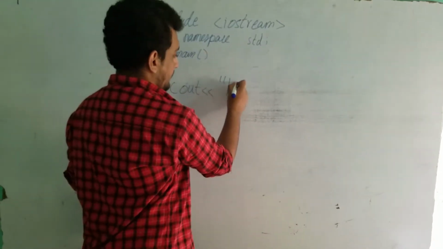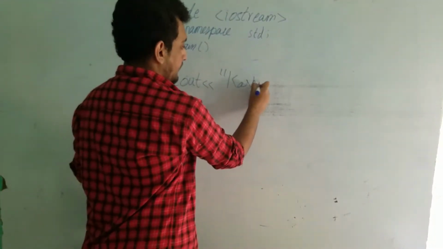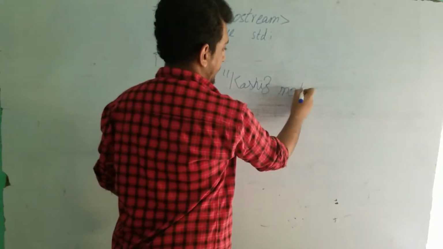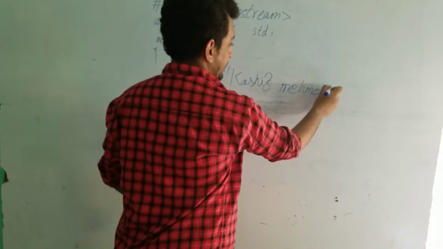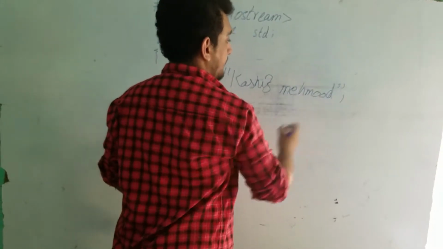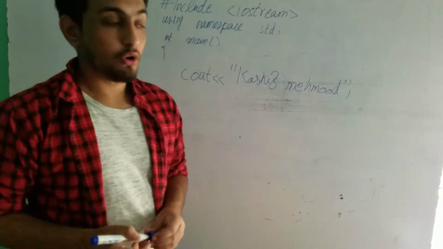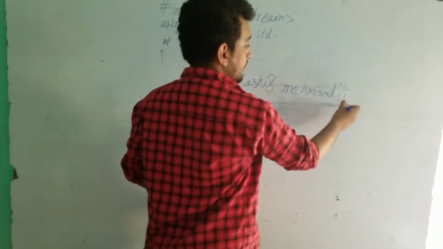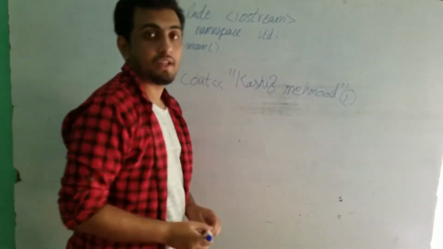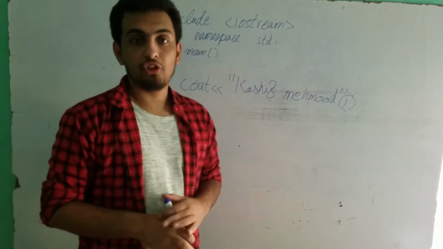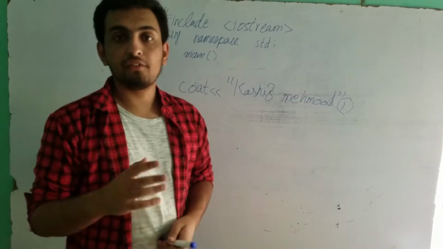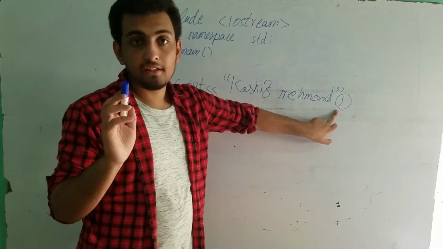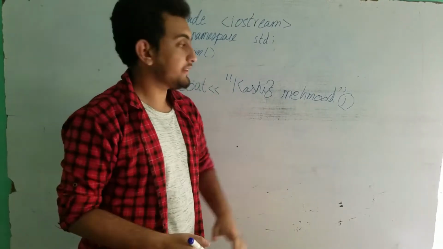So Kashif Mahmood. One thing more that I forgot to mention is that you have to use a semicolon at the end of every statement in a C++ program, otherwise it will give you a syntax error. So do keep that in mind, because it can cause many troubles at times.